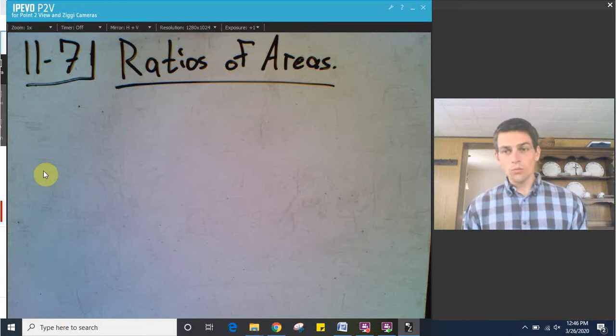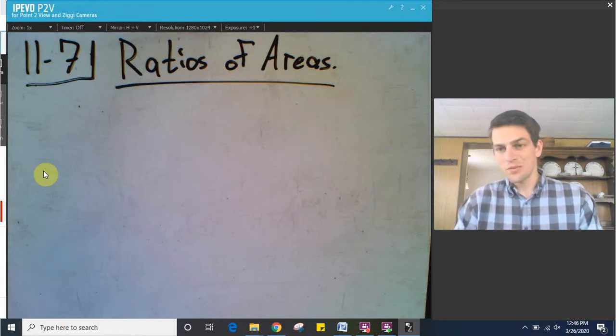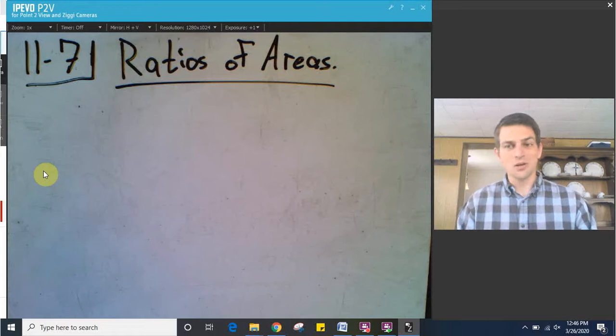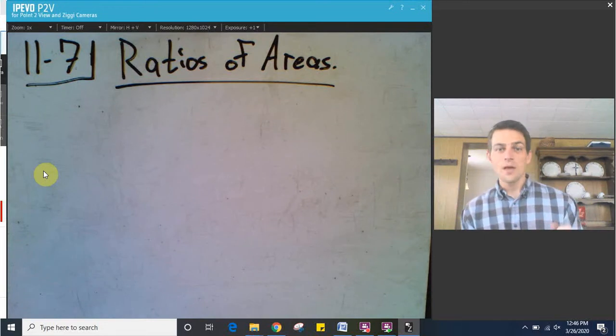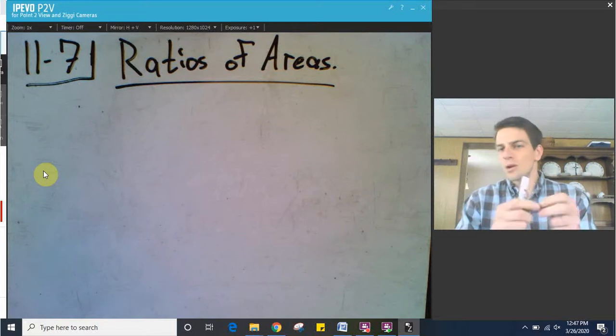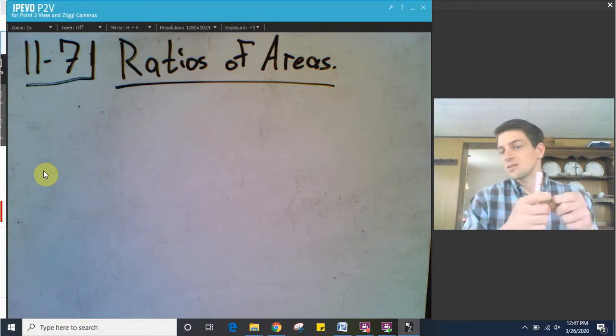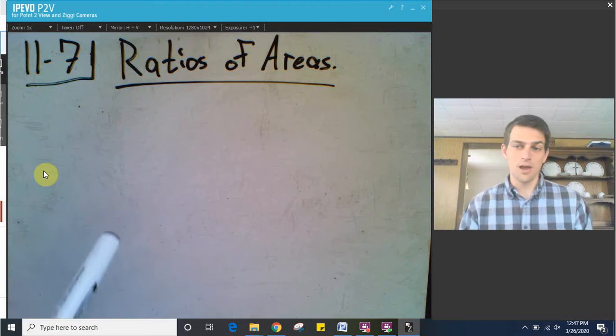So we've been dealing with the areas of different figures, and a few chapters ago we dealt with ratios. Now we're just going to combine both of those ideas and talk about the ratios of areas. So mostly what this section is going to be is we're going to say you have two squares and one of the squares has a side length of 1, the other one has a side length of 4. What is the ratio of their areas going to be?